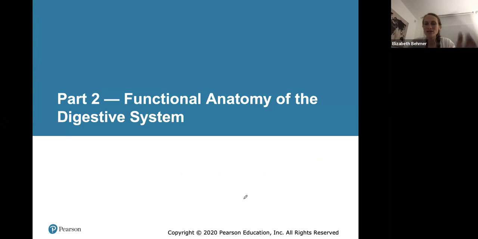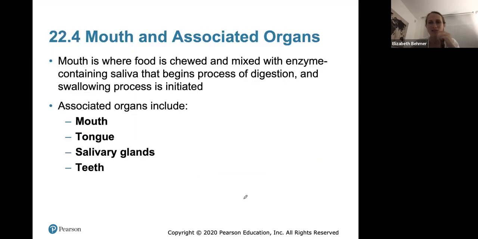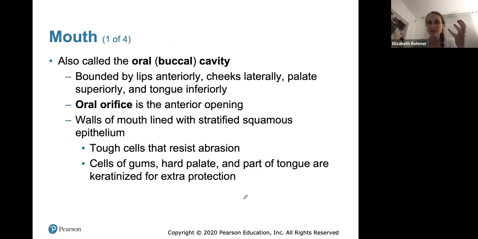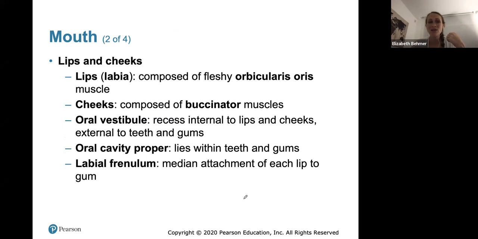So now we'll go into the functional anatomy. And this is where I might go pretty quickly, because this is a lot of review from anatomy. I do highlight a couple things that I want you to know or review specifically from the anatomy section. So we start with mechanical digestion, and it starts in the mouth with these associated organs: the tongue, the salivary glands, the teeth. The mouth itself is called the oral cavity. You have lips and cheeks to help make up the boundary.